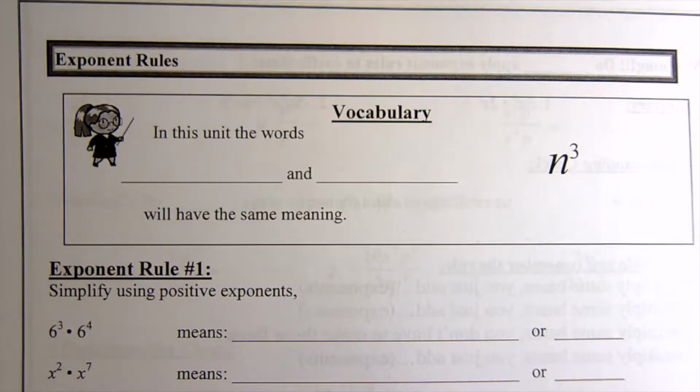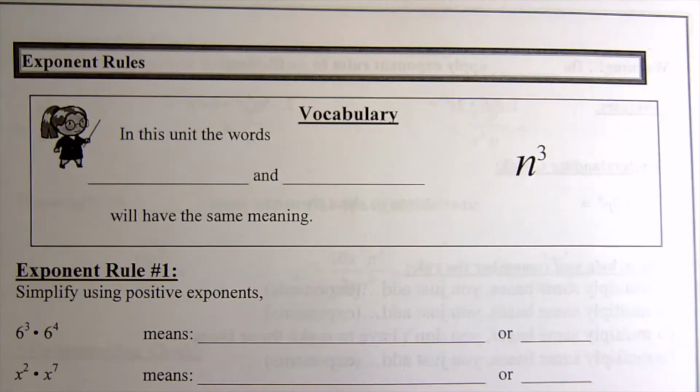Subtracting with exponents, where we just combine the like terms, and the exponent didn't change and the variable didn't change.